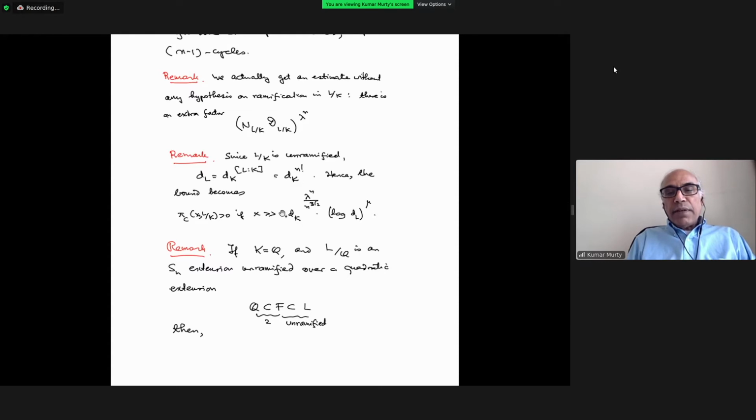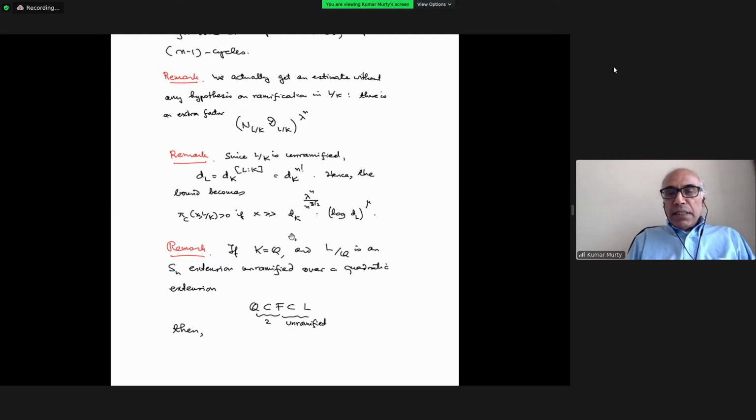So another way of stating the bound that I put in the theorem is that there's a prime as soon as you get beyond the discriminant of the bottom field to the power this constant to the n over n to the 3/2, times the power of log d_L. Okay.